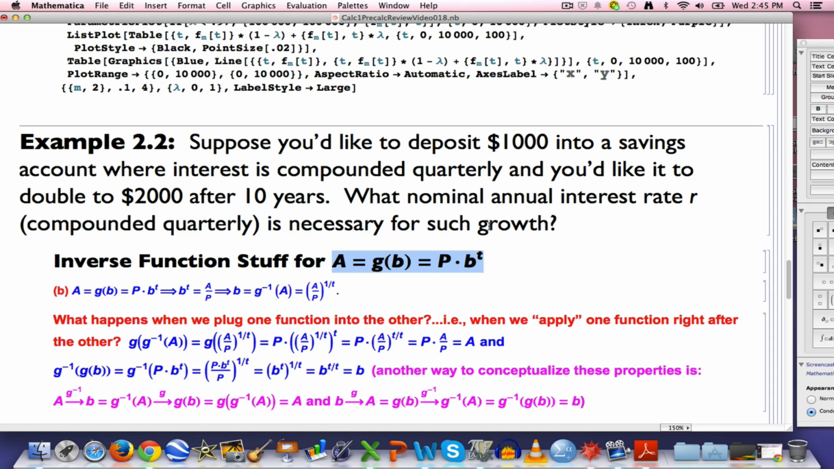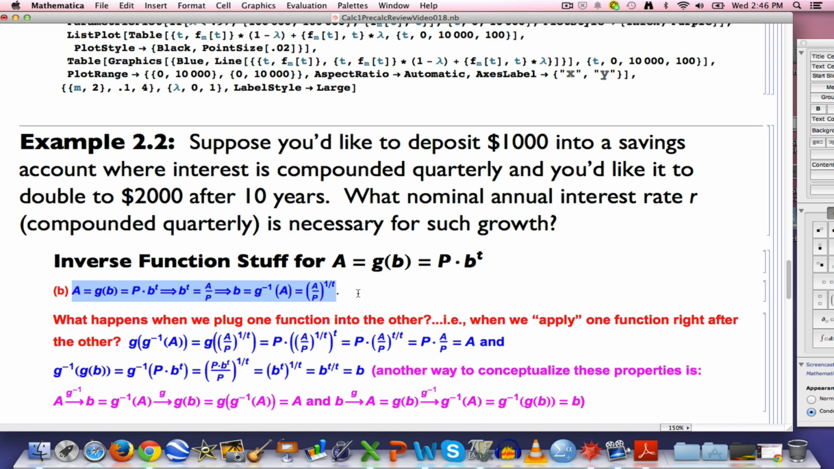Okay, so I'm going to ultimately solve for b first here, and then I'm going to solve for r based on that fact. But this is a simpler form to think about a power function. Again, b is the variable here. B is the independent variable. P and t are fixed. Think of p as 1,000 and t as 10, if you prefer. So this is like 1,000 times b to the 10th.